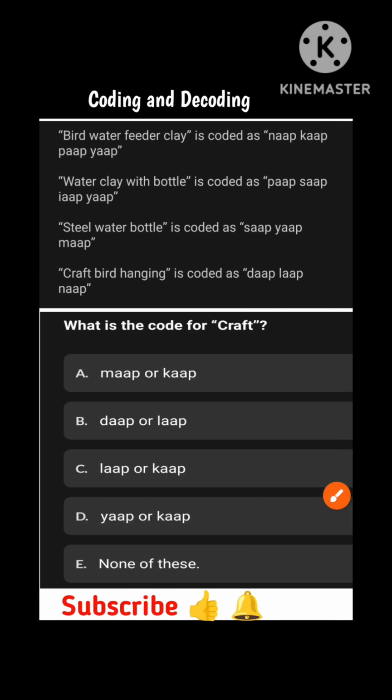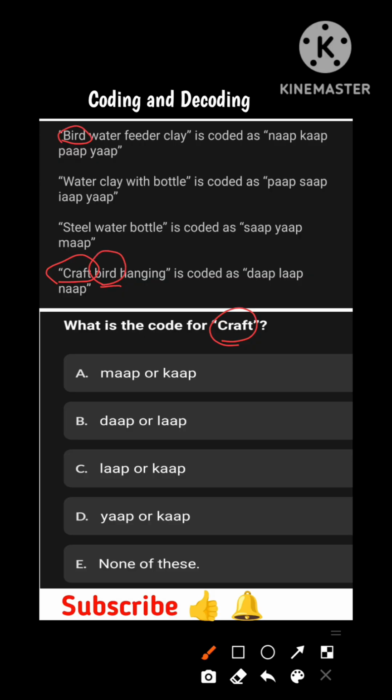Next one. Here we need to find craft. Craft is here. For craft, here we see bird. Bird is common in the first one and the last one. So the common word will be nap. So eliminating nap from this one. Hanging, there is no hanging in other statements. So we have the possibility of dap or lap as the answer for craft. Dap or lap, option B is the answer for this question.